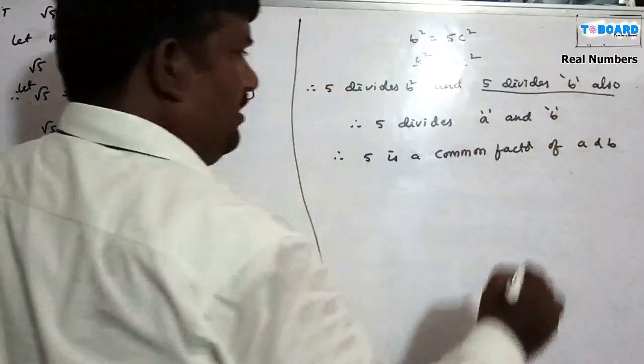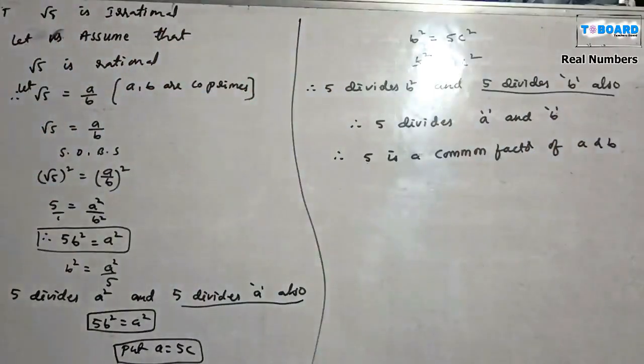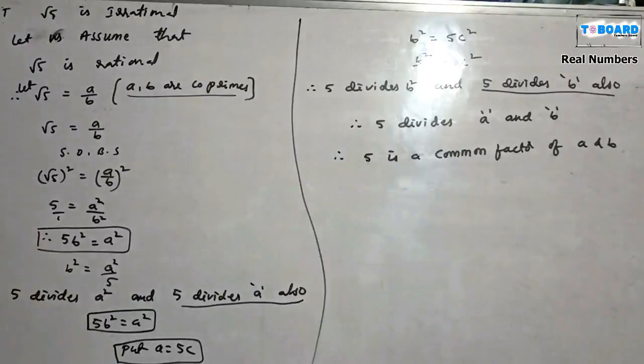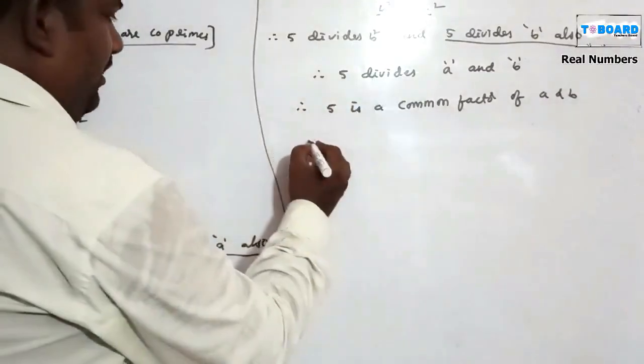That is, 5 divides a and b means 5 is a common factor of a and b. We took a, b as co-primes. A, b are co-primes means only one common factor. For example, 2 and 3 are co-primes, meaning the common factor is only one. One is the common factor, that is co-primes.